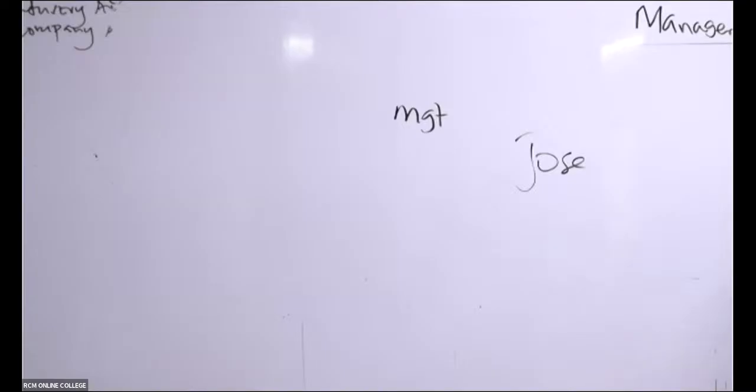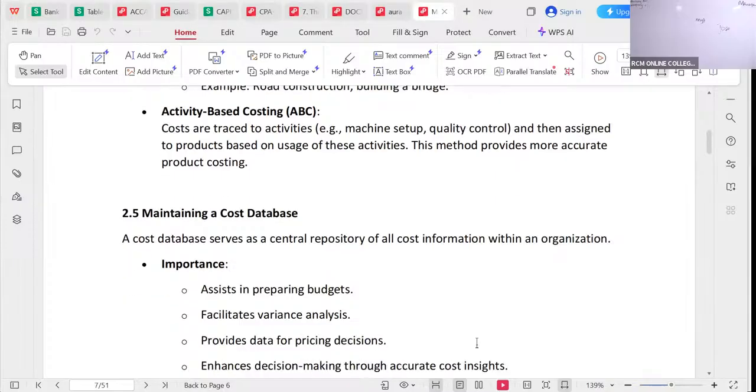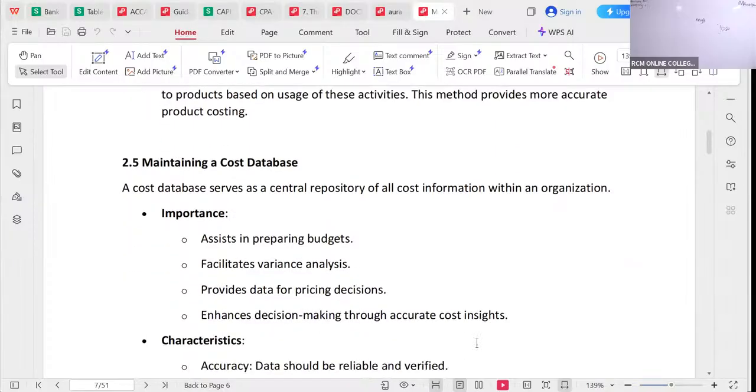So then in this case here, we are told maintaining a cost database. A cost database serves as a central repository of all cost information within an organization. The importance: it assists in preparing budgets because you have all the costs, right? Facilitates variance analysis, provides data for pricing decisions, enhances decision making through accurate cost insights.